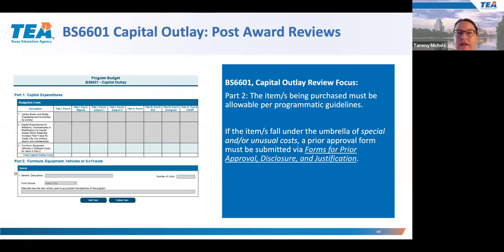Thank you. And then Nellie, I believe this is for you, correct? Yep. Thank you. So just very briefly, just so you know, we're reviewing for allowability based on the program guidelines. So if an item falls under the umbrella of special and/or unusual costs, an approval form must be submitted via forms for prior approval, disclosure, and justification through the Edgar Forms work app, as Tammy mentioned a few slides back. So if you think that what you're asking for funding for falls under that umbrella of special and/or unusual costs, you'll want to go ahead and complete that form and have it on file.